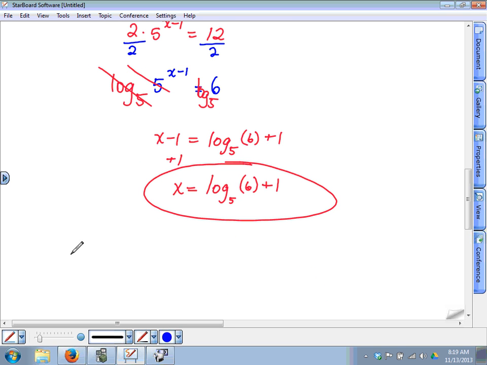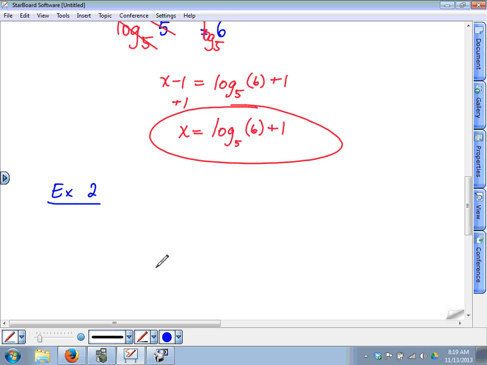Let's do example 2. Let's do one involving e. If we're going to use e as a base, what logarithm are we going to use? Natural log. Okay. You finished? Bring it on up here. All right, then solve 6e to the 2x minus 1 equals 19.